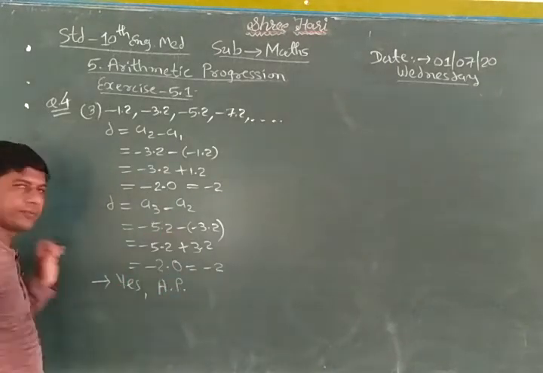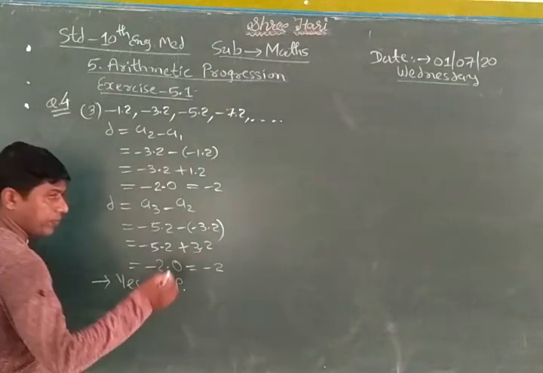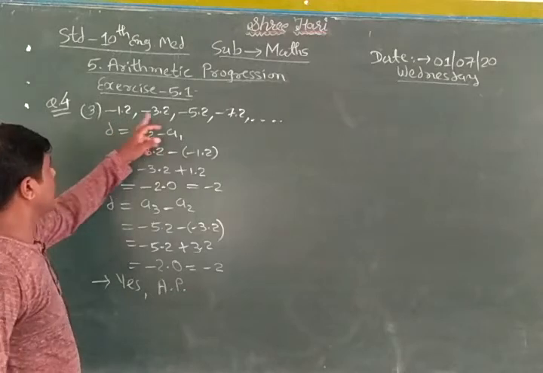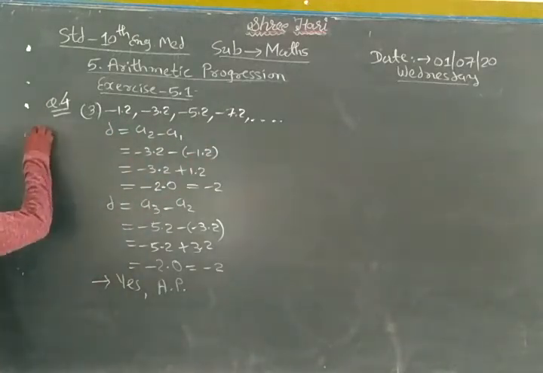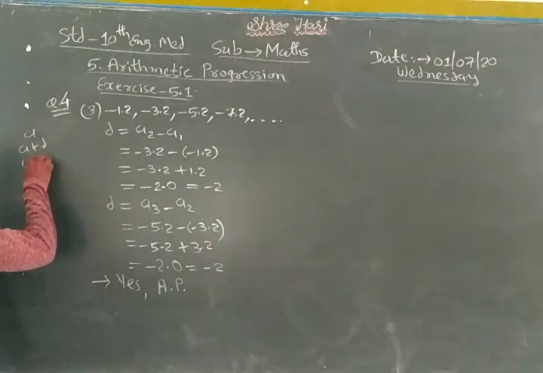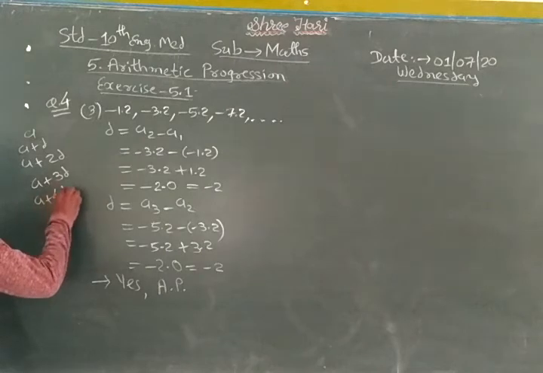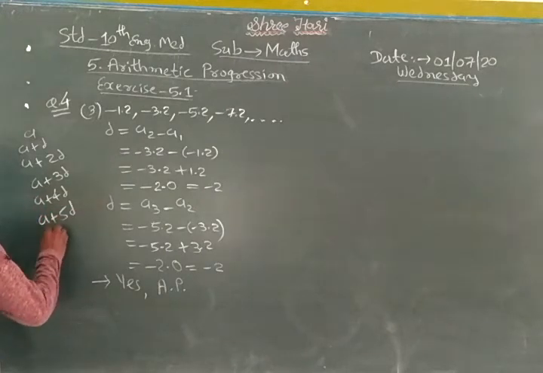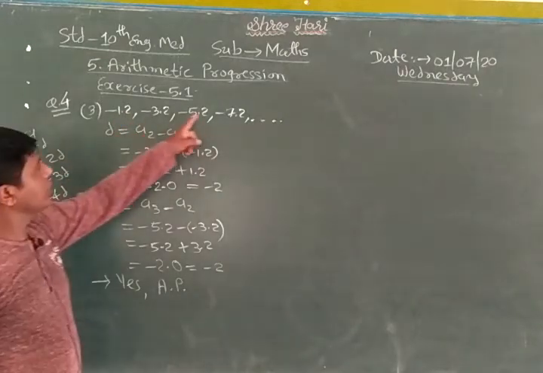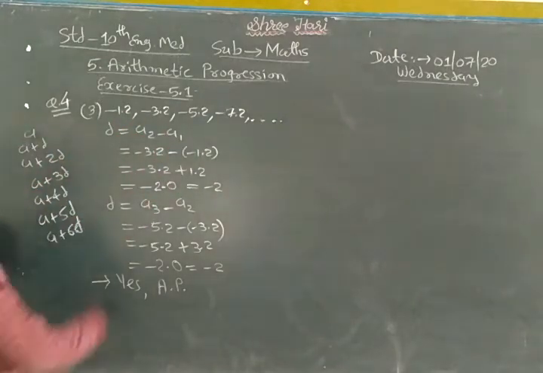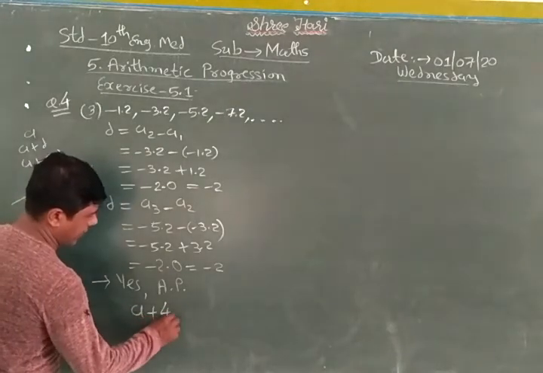arithmetic progression. Okay. Now we find 3 more terms. Here 1, 2, 3, 4 are given. Our formula is A plus D, A plus 2D, A plus 3D, A plus 4D, A plus 5D, A plus 6D. Here 1, 2, 3, 4 are given, so after that we write down A plus 4D.